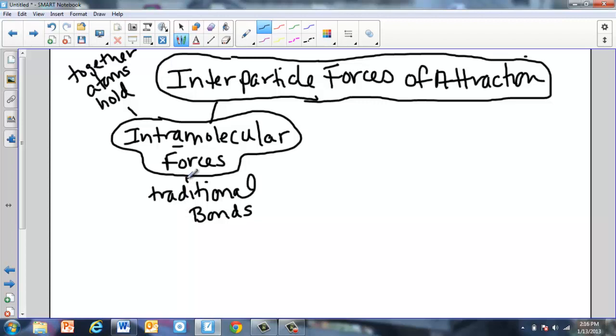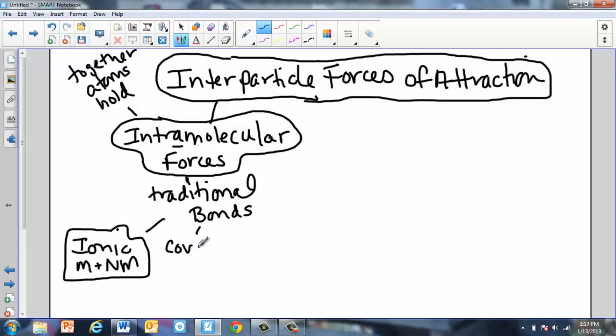Okay, so our traditional bonds. And there are three types of traditional bonds or intramolecular forces that we learned about that hold atoms together. The first one being ionic. And if you remember, ionic is when electrons are transferred, and this occurs between a metal and a non-metal. Okay, you usually get that metal atom that's willing to give up one electron, turn into a cation. Usually the non-metal is willing to accept it and turn into an anion. Okay, the second type is a covalent bond. And a covalent bond involves two nonmetals. This is where electrons are shared. Okay, that's why we can draw Lewis dot structures to show when pairs of electrons are shared.